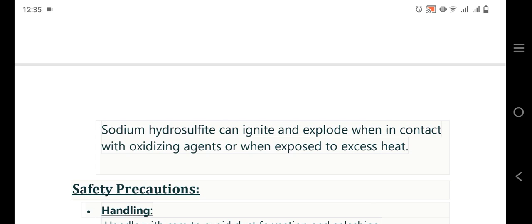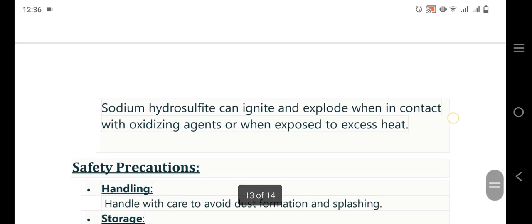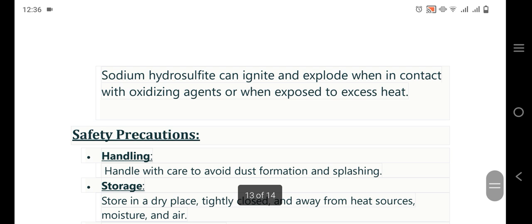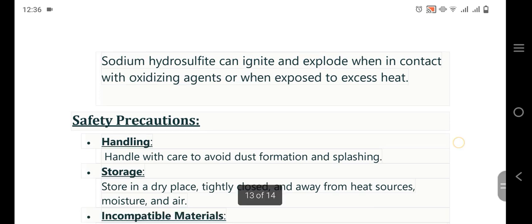Spontaneous combustion: in the presence of moisture, sodium hydrosulfide can decompose, releasing heat. If the heat generated is not adequately dissipated, it can lead to a rise in temperature and potential self-ignition or spontaneous combustion.